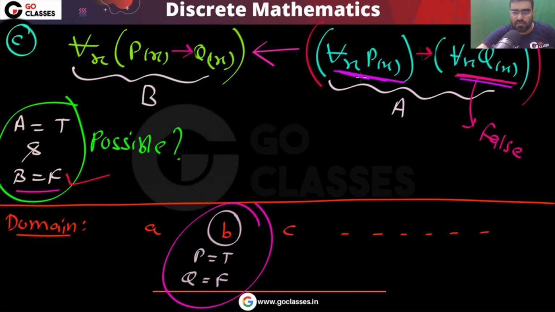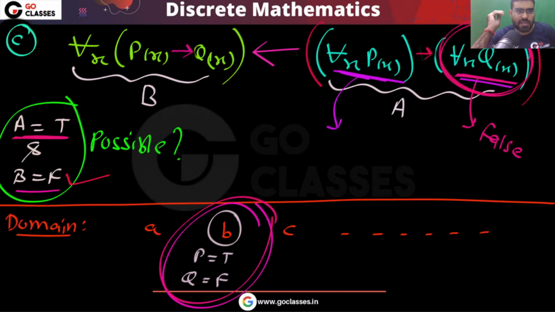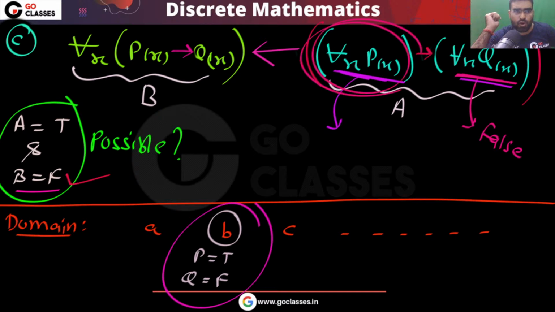What about this? Can I make it false? Because remember, I want to make A true. My target, my aim, my purpose is to make A true. But we already know that this is false, because for element B, Q is false. So automatically this is false. Now what do I have to do to make A true? If I want to make A true, then I need to make this false. Can I make it false?